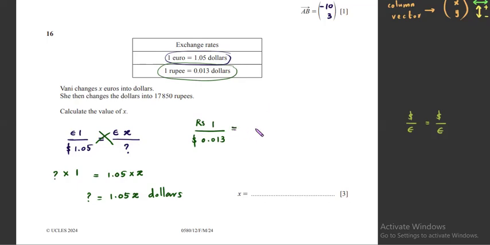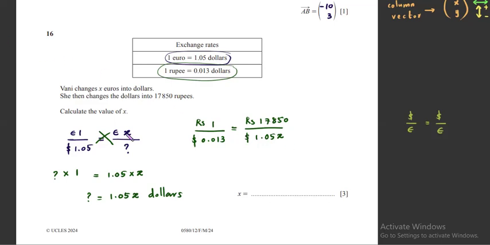On the other side, I need to find what this is. The amount in rupees is given to us as 17,850, so I'm going to write that at the top. And the amount of dollars is what we are supposed to find. That's going to be this amount, which is 1.05x dollars, because this is what we are trying to convert. When we convert this, we will get it in rupees. That's what we're trying to do.